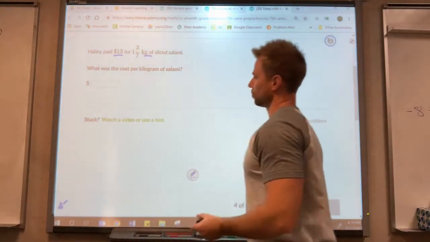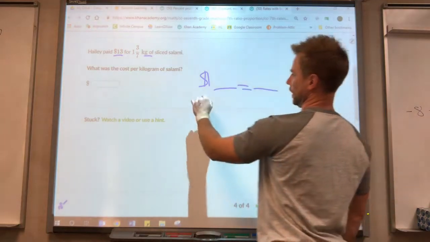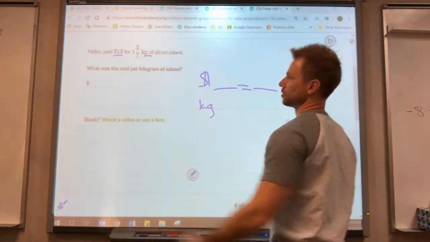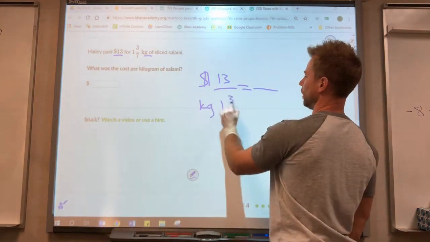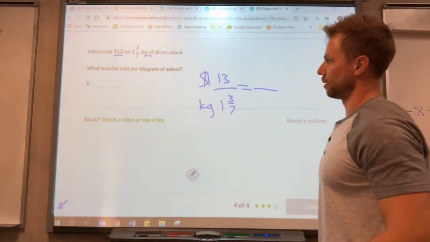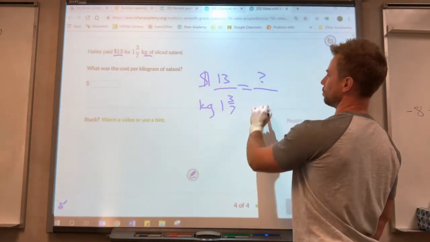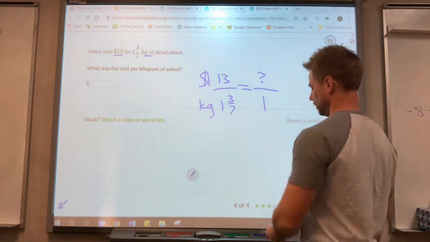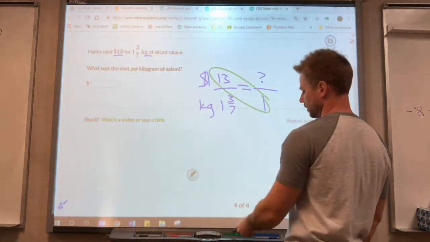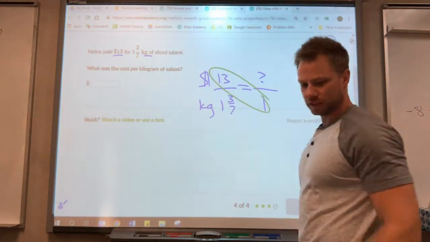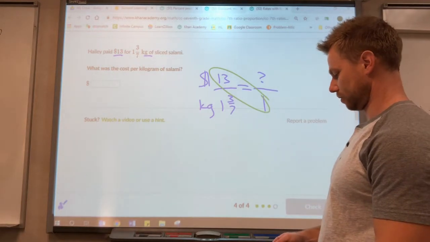So our labels, we have money and we have kilograms. So same sentence, same ratio. We have $13 for 1 3/7 kilograms. We want to figure out what is the cost, how much money for 1. Okay? So then we will cross multiply and divide. 13 times 1 is 13, divided by 1 3/7.